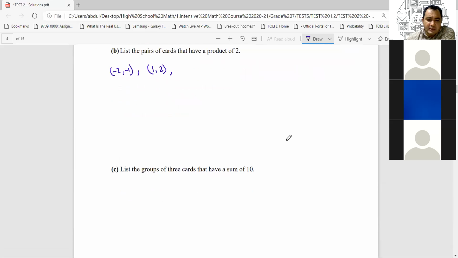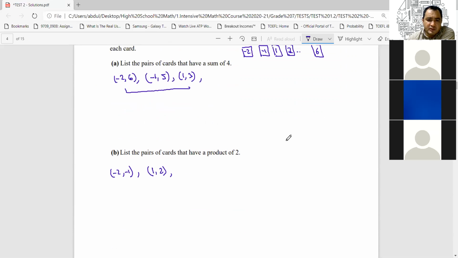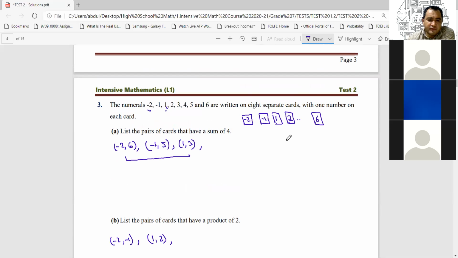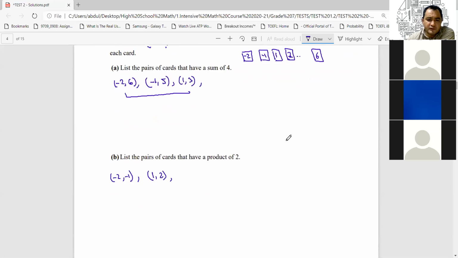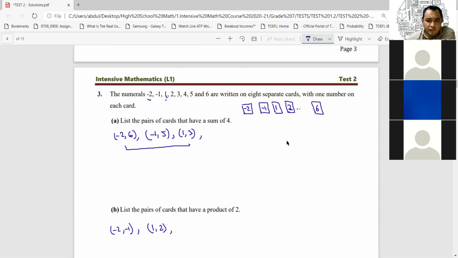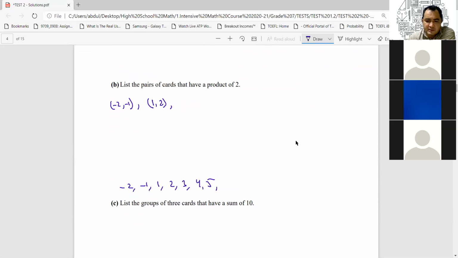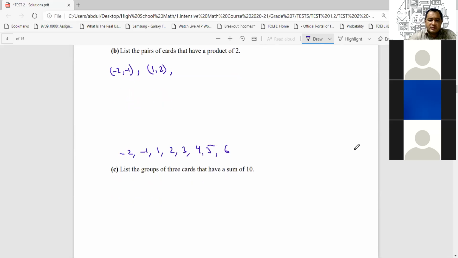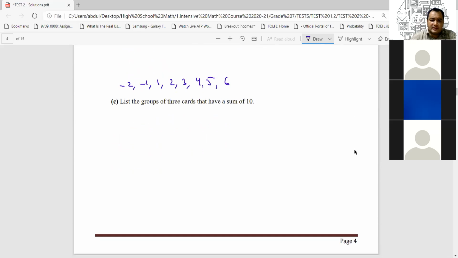And how about C? List the groups of 3 cards that have a sum of 10. So here we start with -2, -1, 1, 2, 3, 4, 5, 6. We are talking about these numbers, and now we are talking about 3 numbers. That is a bit more challenging, a bit harder question, so that the sum is equal to 10.